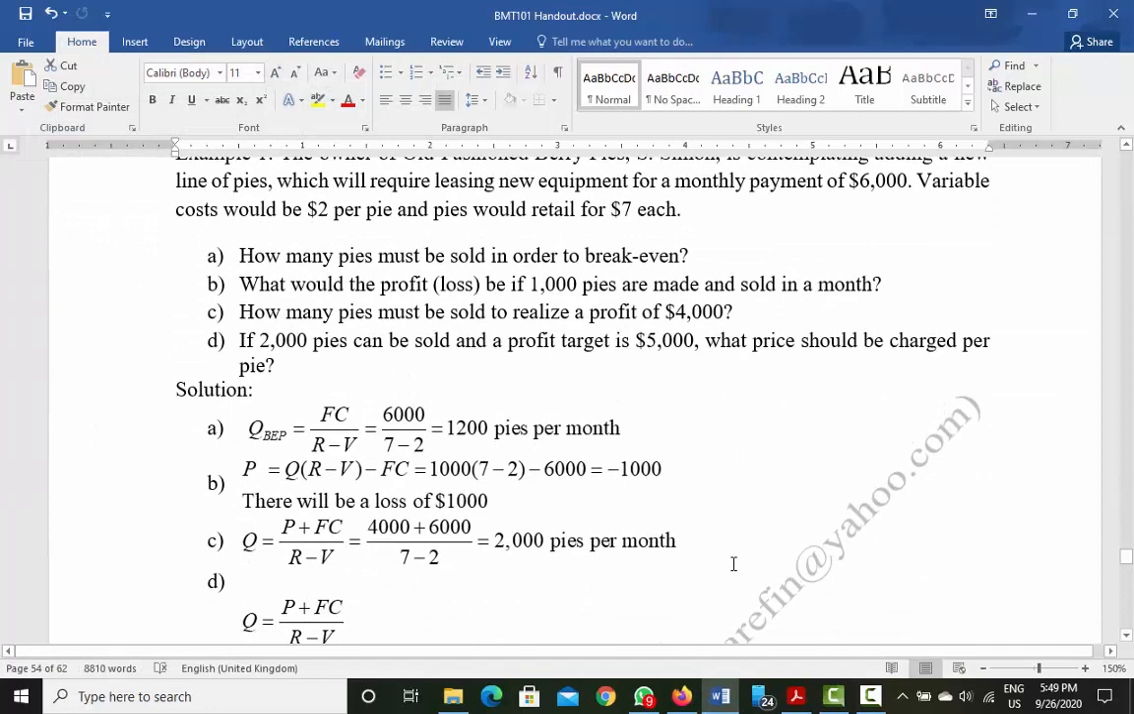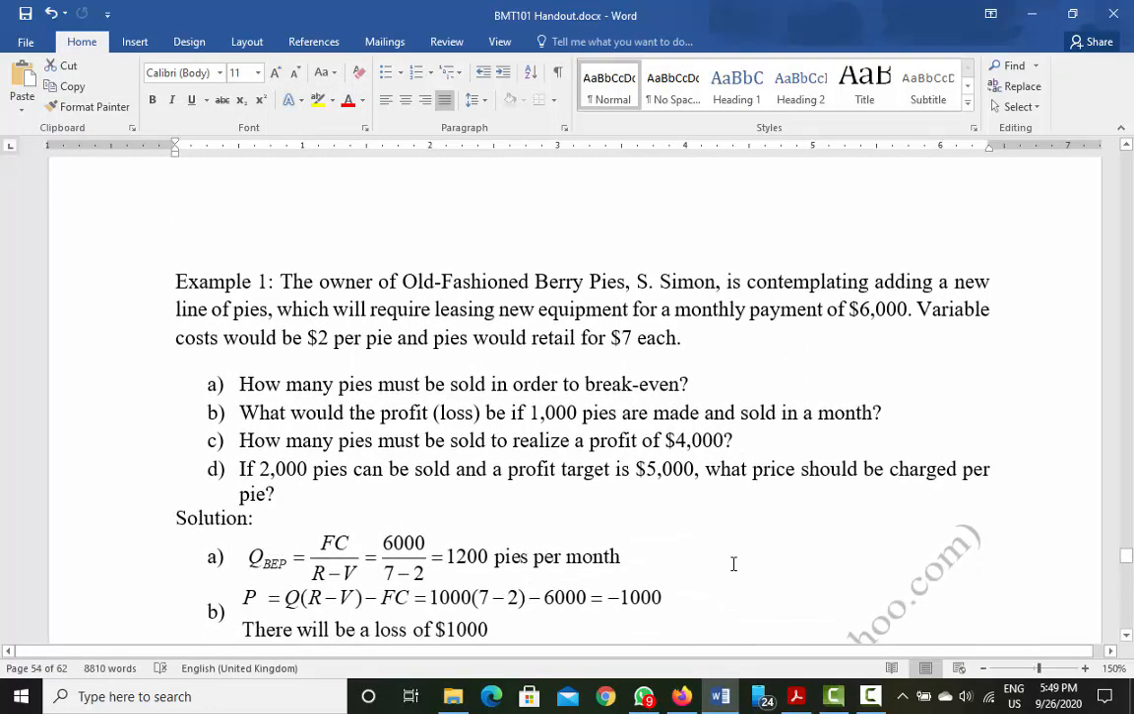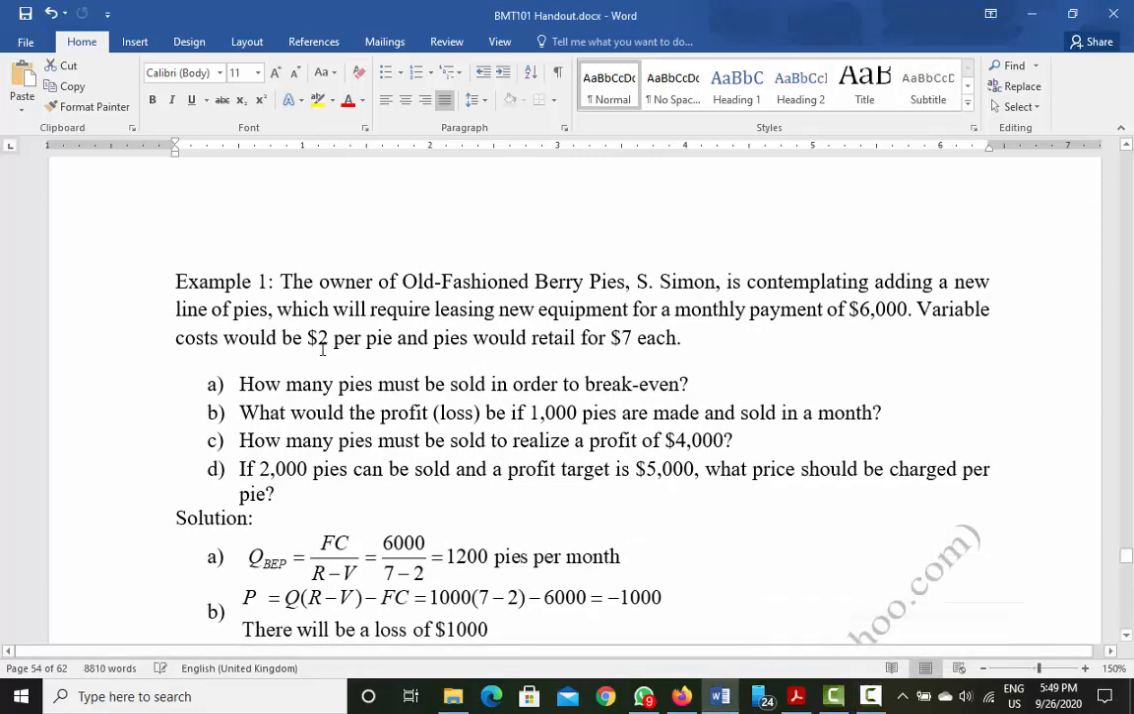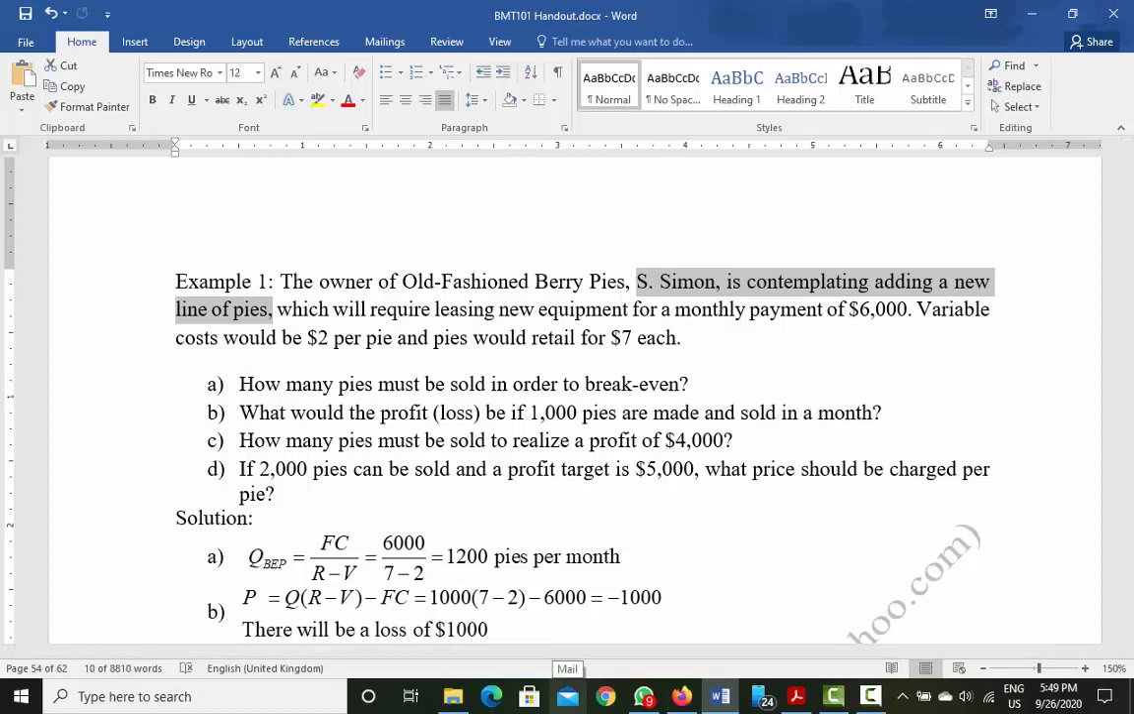Right. So let's start with question number 1. So what do we have in question number 1? In question number 1, we have the owner of Old Fashioned Berry Pies. So this company produces pies, some pastry, some snack. The name of the owner is S. Simon.